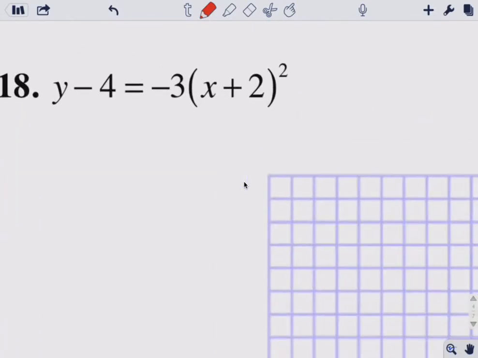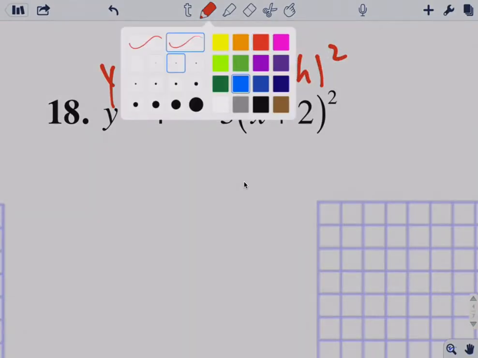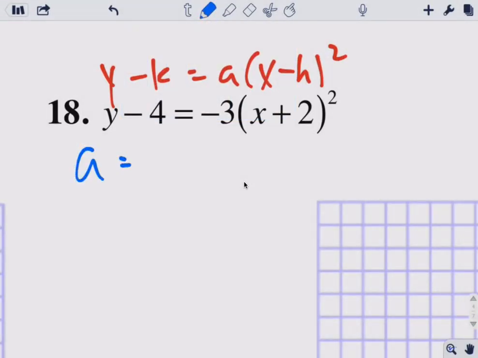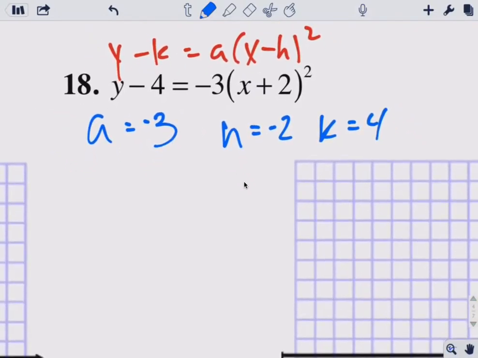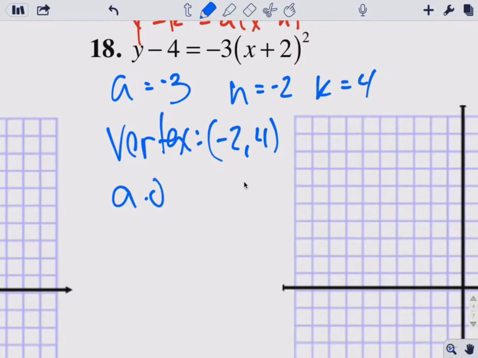18, same type of thing. Oh, this matches perfectly. y minus k is equal to a times x minus h squared. So let's figure it out. What is a equal to? Well, -3. h is -2. k is 4. Pay attention to the positives and the negatives. Okay, so now we've got the vertex. Vertex is -2, 4. We've got the axis of symmetry, and that's x is equal to h, which is -2.